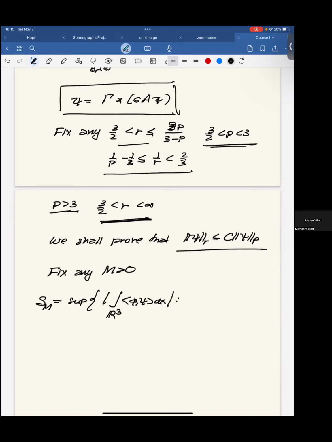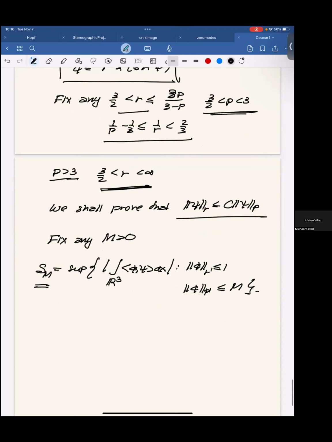So remember the psi is given, right? And the gadget here is that you take any phi with R prime less or equals 1. Now you see, when you take this supremum only with this condition, what would you get? You get, of course, precisely the R norm of psi. But that, of course, is precisely what we'd like to prove, that this is finite. So now you impose the condition that phi P prime is less or equals M. This is this number S, M.